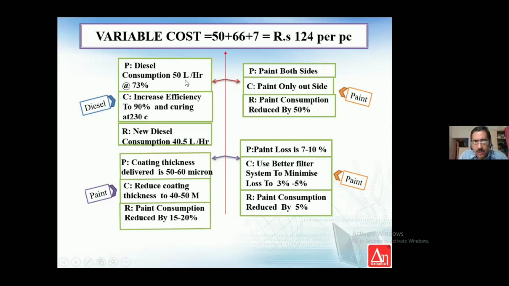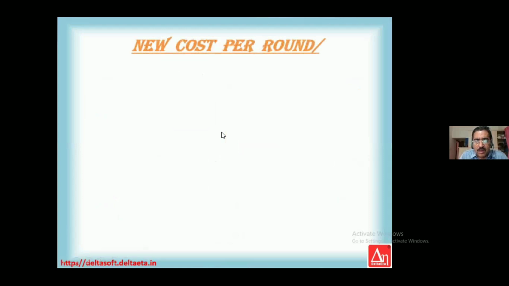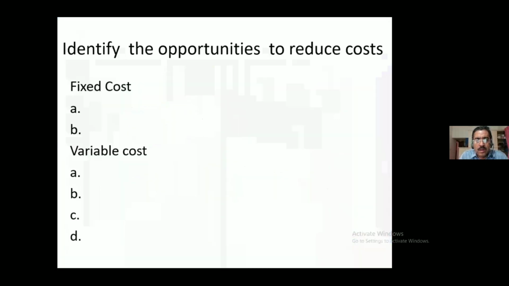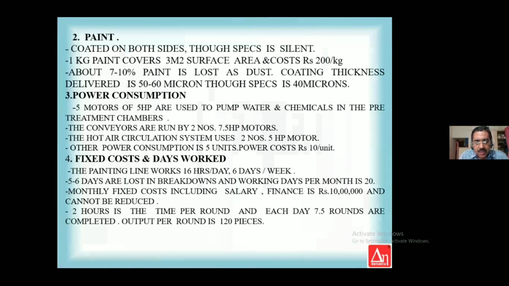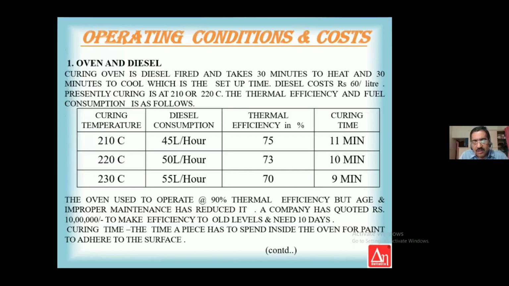How is it coming? You see in the Ishikawa diagram, diesel consumption. Diesel is one variable, okay, which can be reduced. The next variable is the paint. That also the conditions are given. And the third variable is the electricity you have. So these three variables we are now trying to reduce.